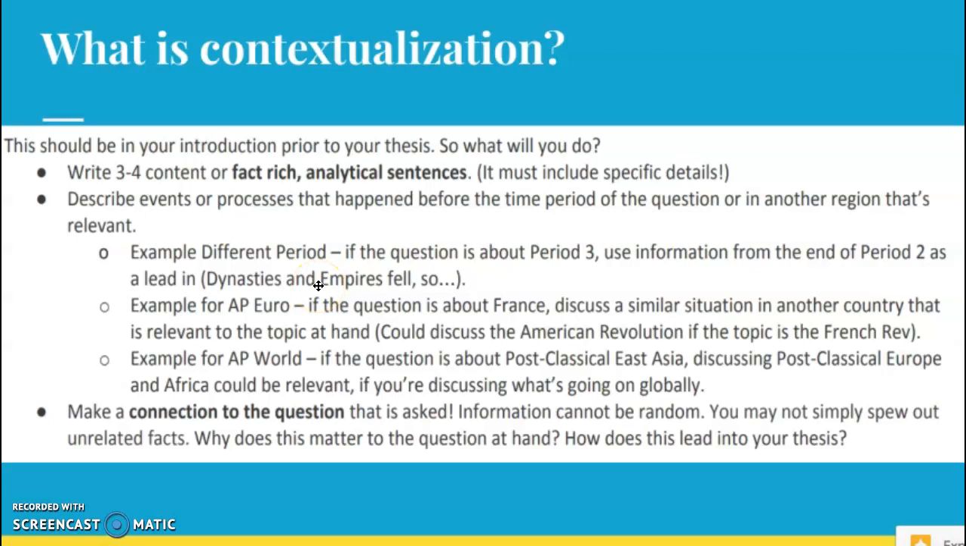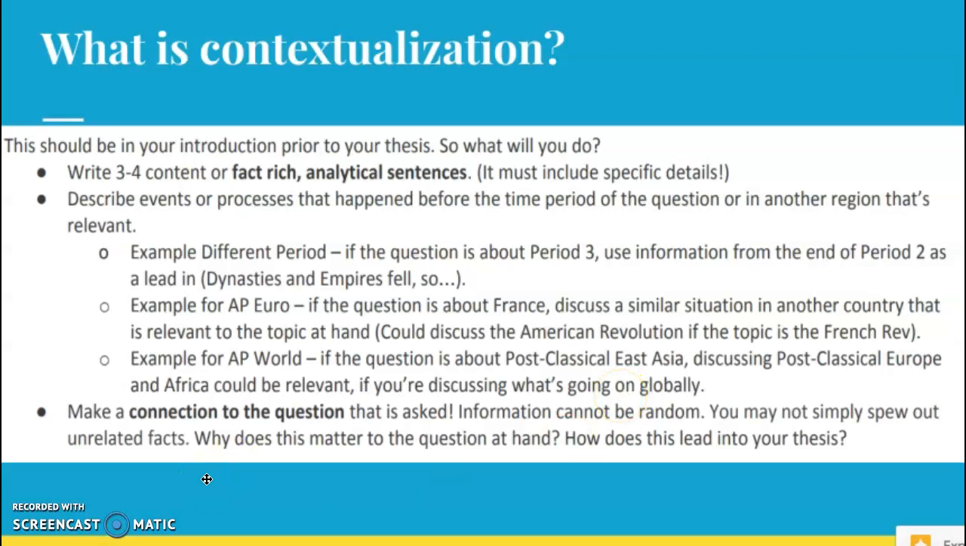So, for example, if you are talking about imperialism in India, you could talk about the British and what was going on politically with them in Europe. Another example would be if you are talking about post-classical East Asia, then maybe something in post-classical Europe and Africa could be relevant, if you're discussing what's going on globally.